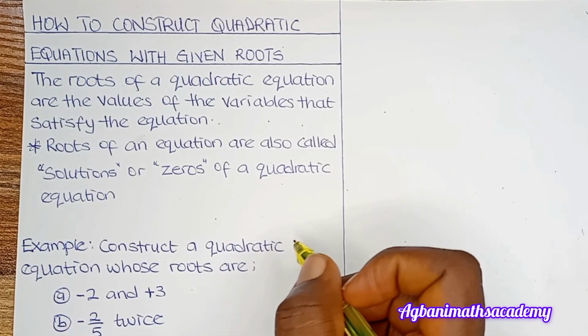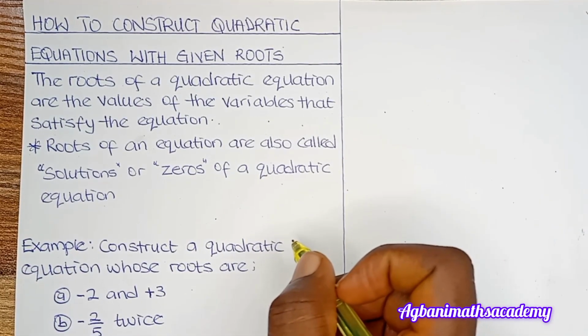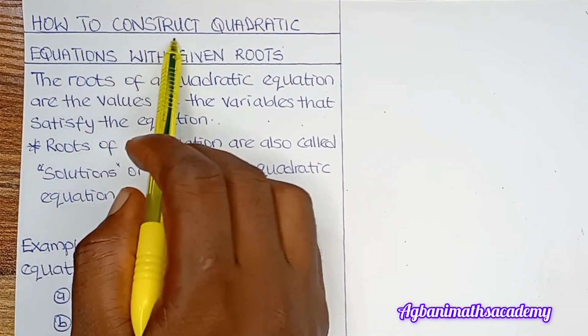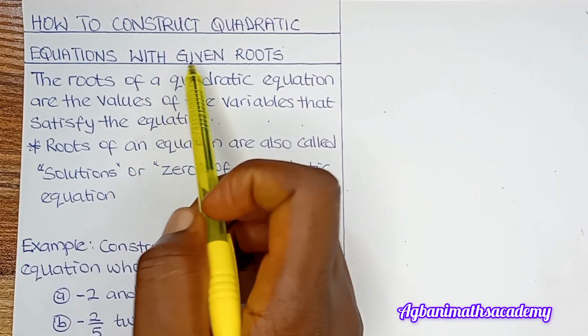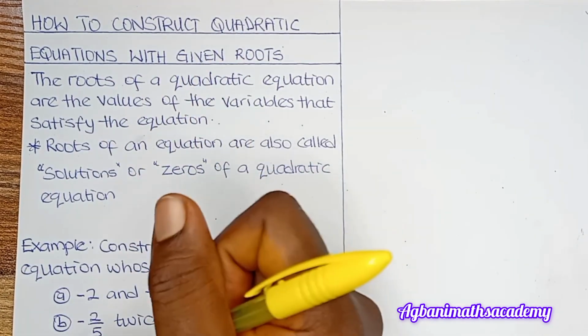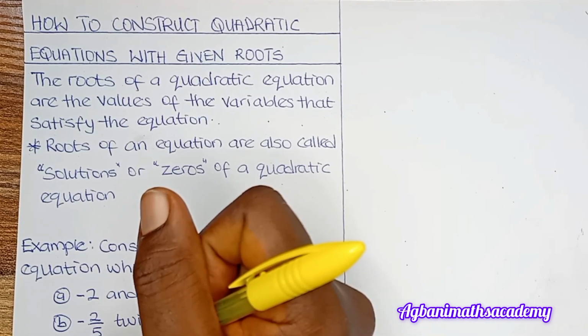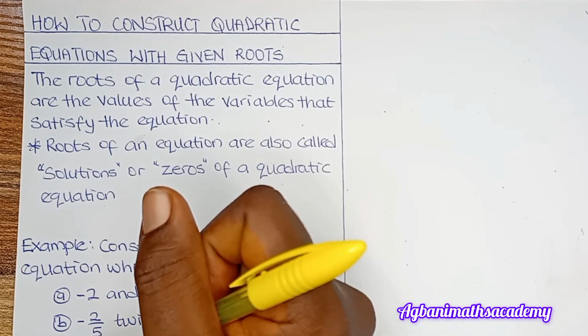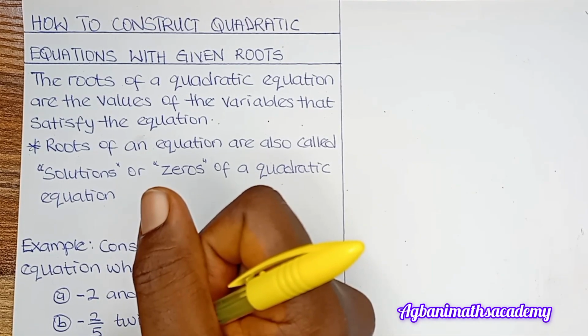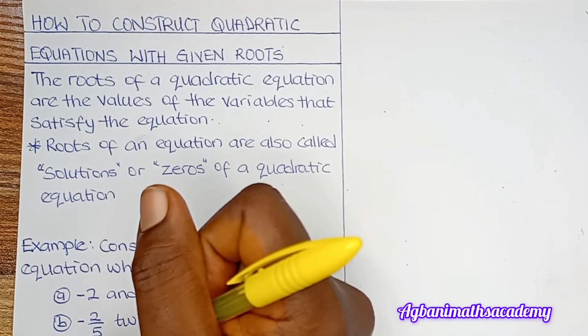We're still on our series on quadratic equations. In this particular video, we are looking at how to construct a quadratic equation with given roots. In our previous lessons, we've seen how to solve quadratic equations using different methods, right? We've seen the formula method, the factoring method, and the completing the square method. But there are situations where you are given the solution and you're expected to construct the quadratic equation itself.